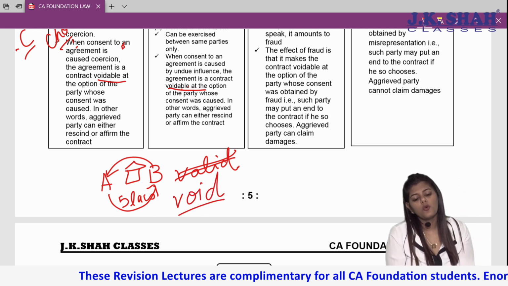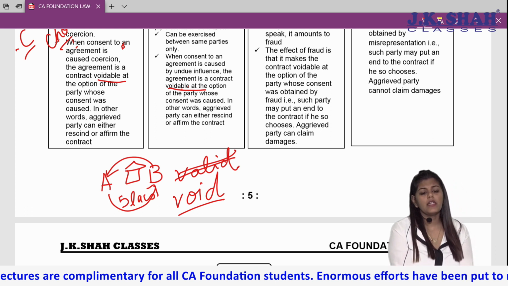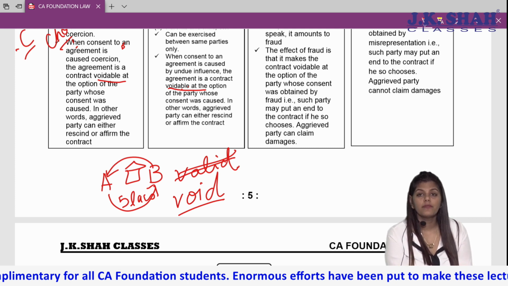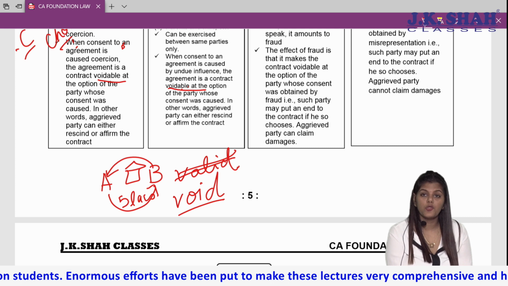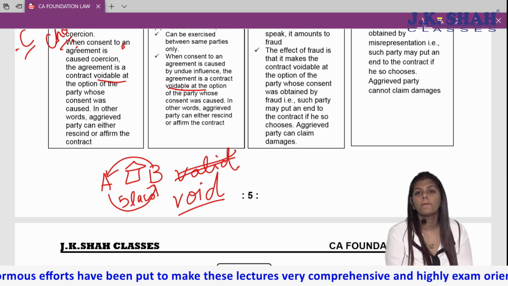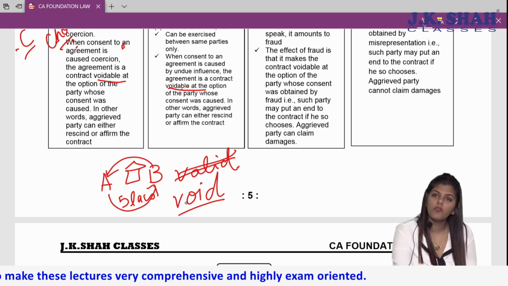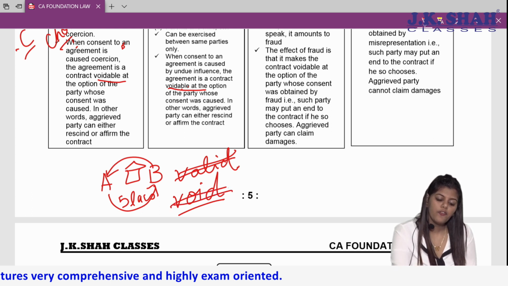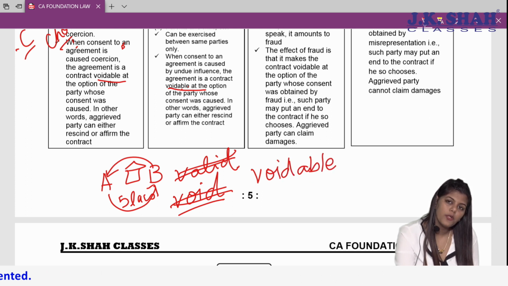But if I call it void, it will become not enforceable by law. So in this case, B will not be able to sue A, but this is wrong because something wrong has happened with B, so B should be able to sue A, na? So I can't call it valid, and if I call it void, it will become not enforceable by law. Therefore, the government introduced voidable, neither valid nor void, somewhere in between.